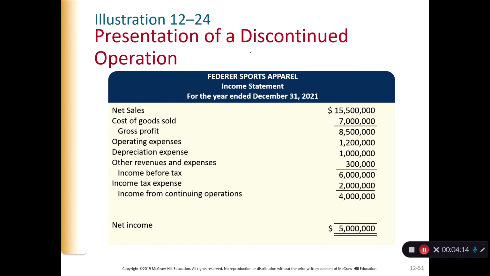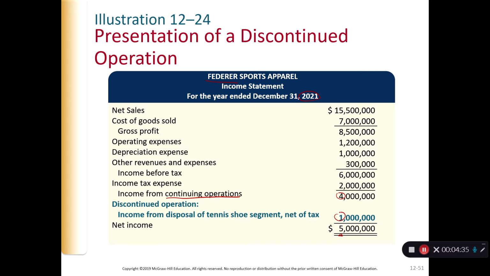So let's look at one. Let's say Federal Sports Apparel, that's imaginary, a fake company. In 2021, it has $5 million of net income, but if you look very carefully, only $4 million comes from continuing operation, and then there's $1 million coming from discontinued operation, and it says income from disposal of tennis shoe segment, net of tax.